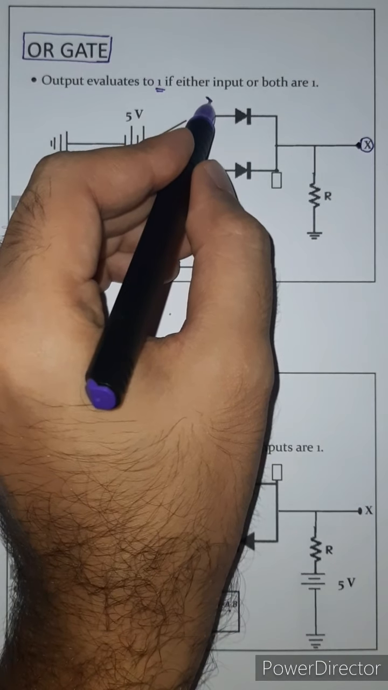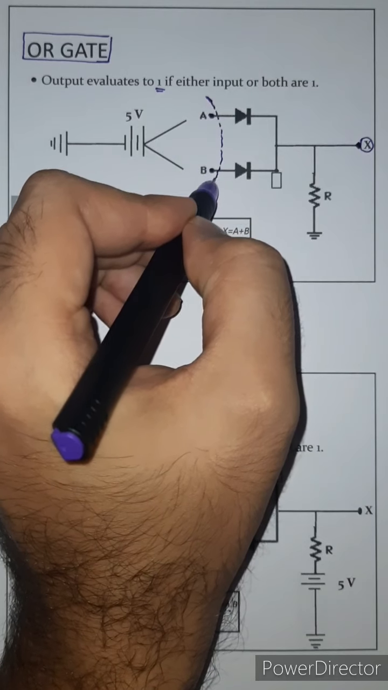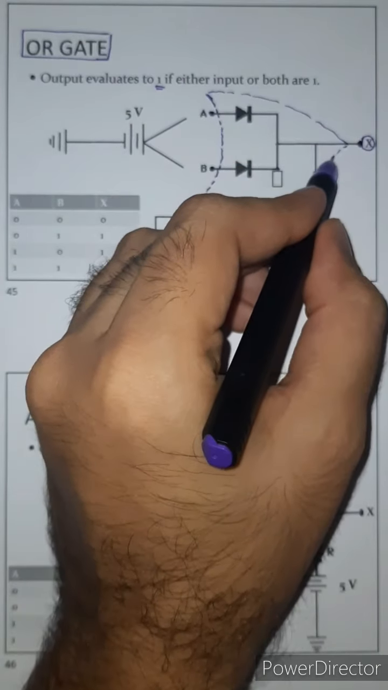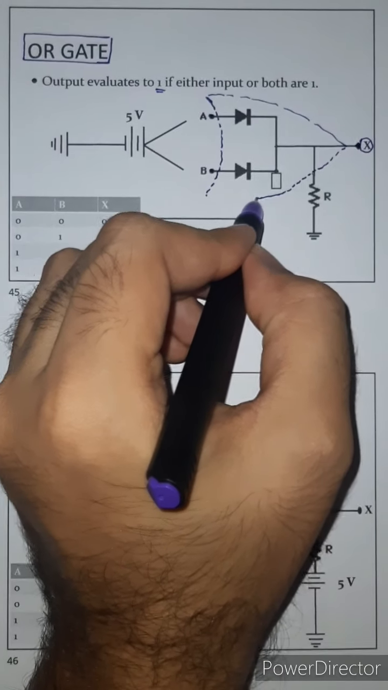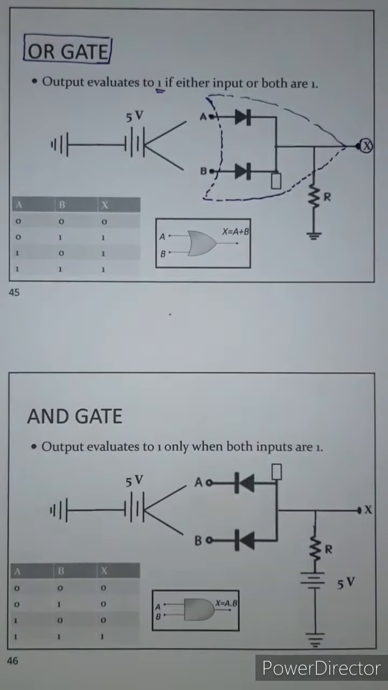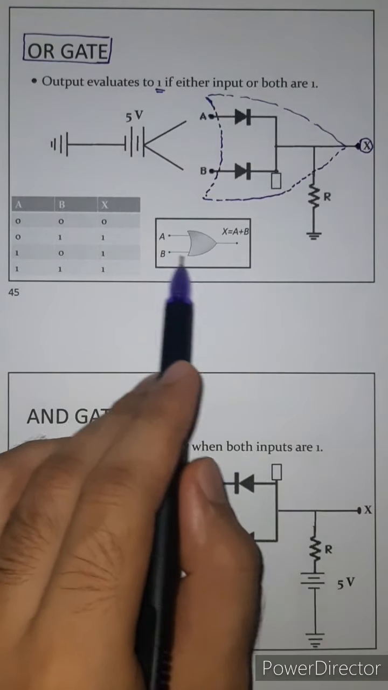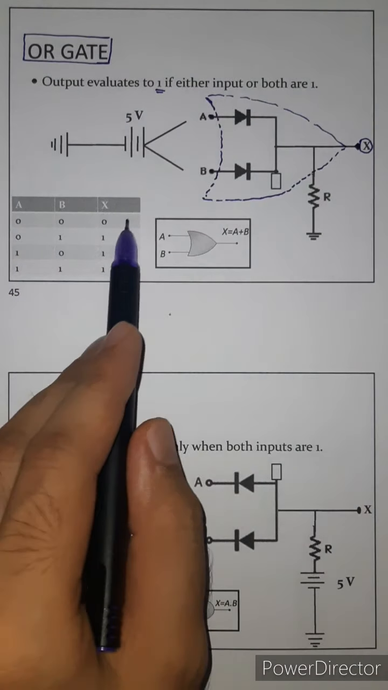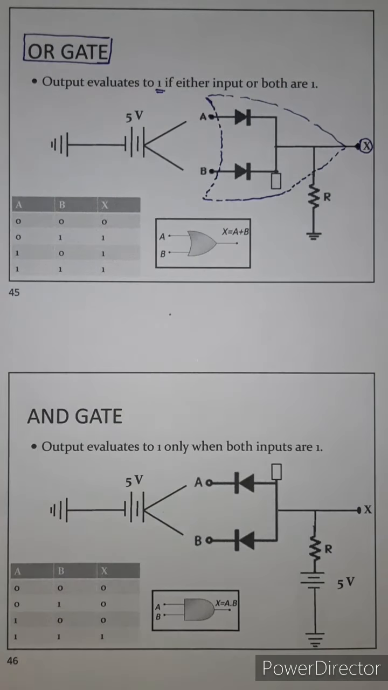So this is the circuit diagram for OR gate, and as you can see that OR gate has been created with the help of two diodes. This is the actual circuit representation of OR gate, and you can also go through the truth table which I have drawn for OR gate.